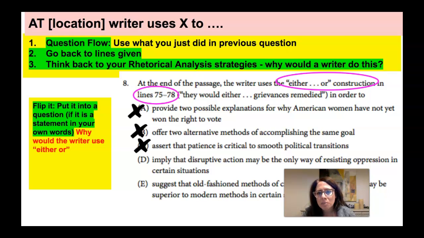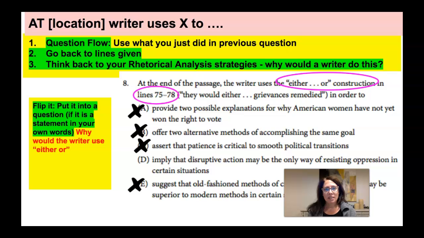Imply that disruptive action may be the only way of resisting oppression in certain situations. Like that, it's like the only way of resisting oppression. They don't want oppression, they have to resist it. And the lesser of two evils is like, this is the only way you can. And then finally, so I'm going to put a question mark next to that, and then suggest that old-fashioned methods of creating political change may be superior to modern methods. They're not doing that, but that's a distractor because of the word antiquated. Someone who quickly reads that word is going to say, oh yeah, they used antiquated, so it must be that old-fashioned. But in fact, they're saying both choices are just really lousy, horrible choices. So it can't be E.